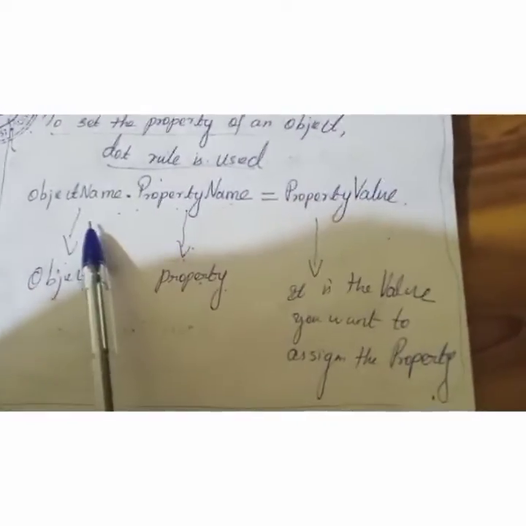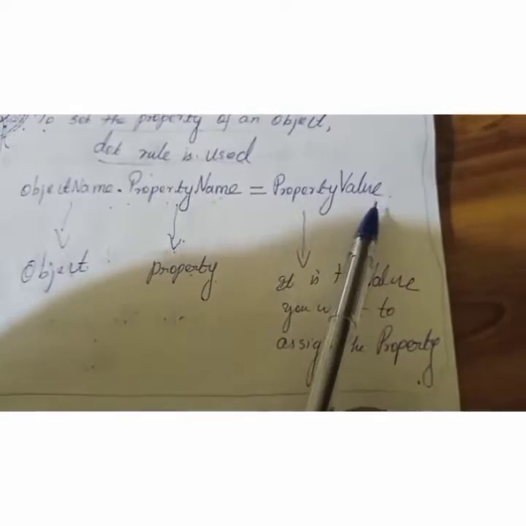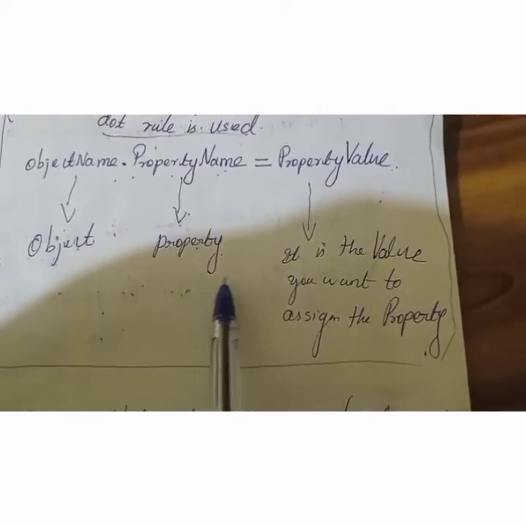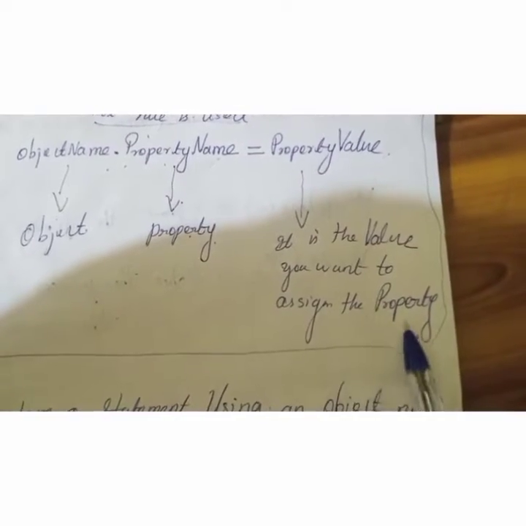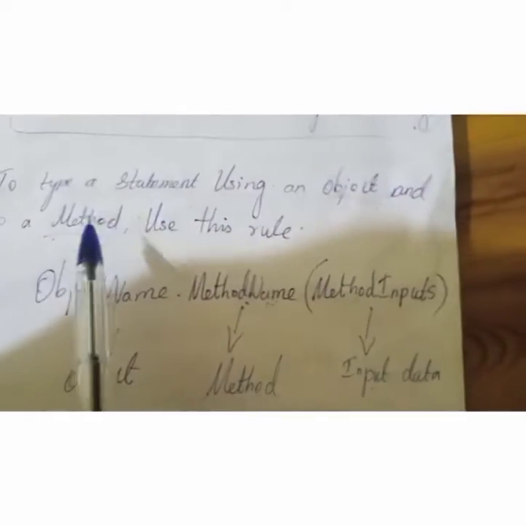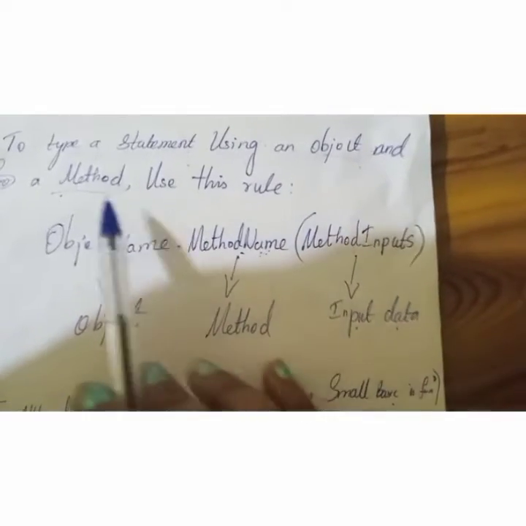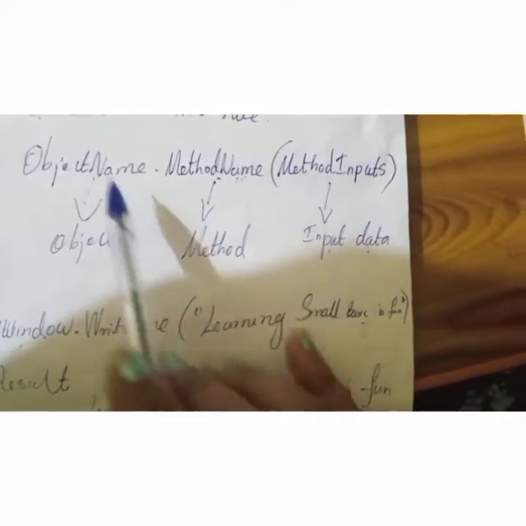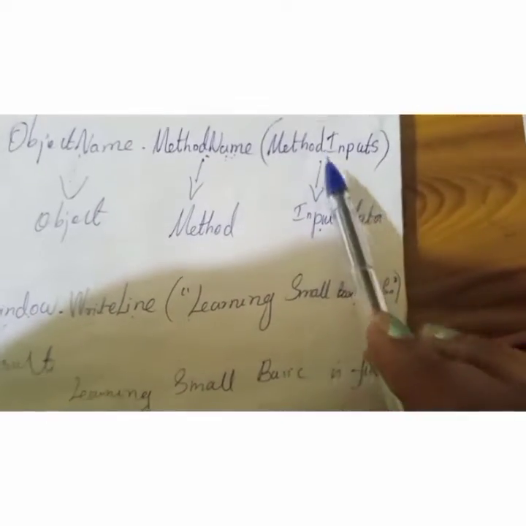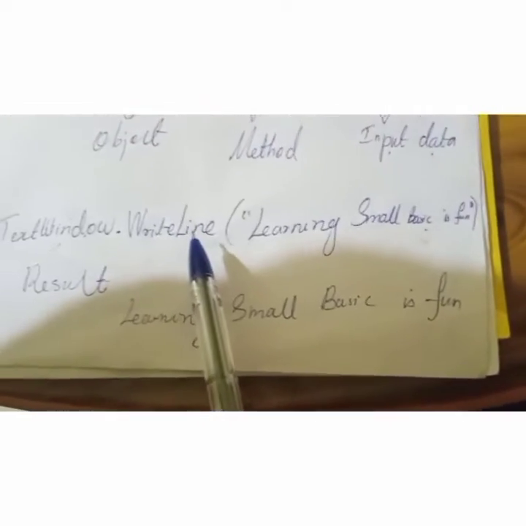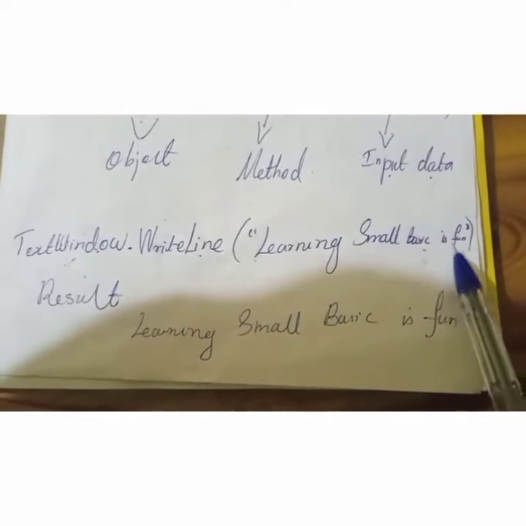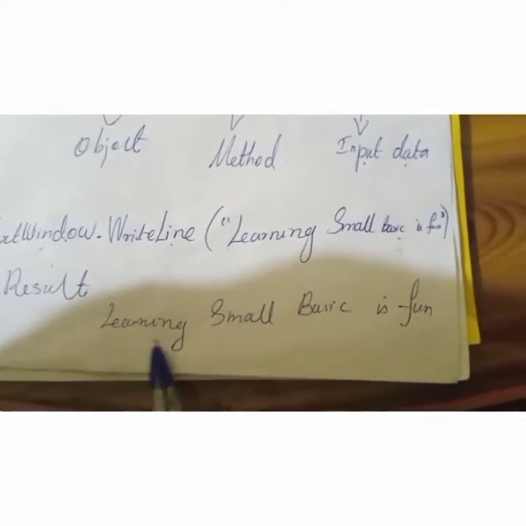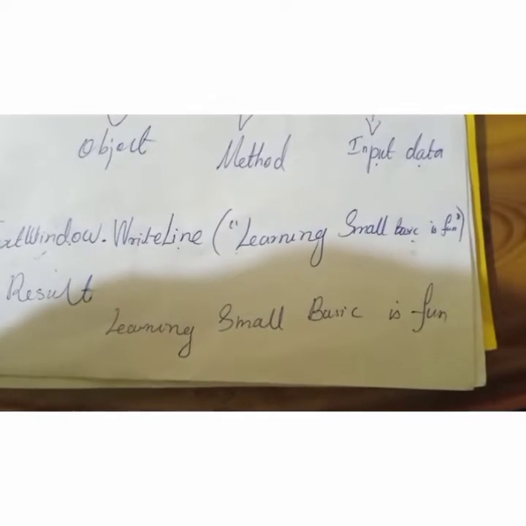To set a property we use this rule: ObjectName.PropertyName = PropertyValue. ObjectName is the object, PropertyName is the property, and the property value is the value you want to assign to the property. To use a method of an object, we use ObjectName.MethodName(input). Object name is the object, method name is the method, and inputs are the input data we pass through it. Here, TextWindow.WriteLine(): TextWindow is the object, WriteLine is the method, and "Learning Small Basic is fun" is the input data we are passing through the WriteLine function. This is the output of this program.